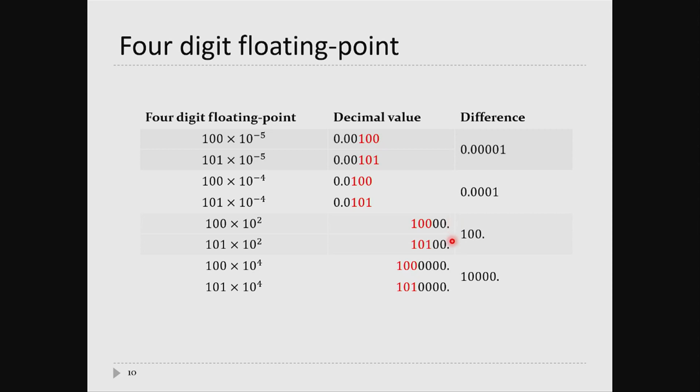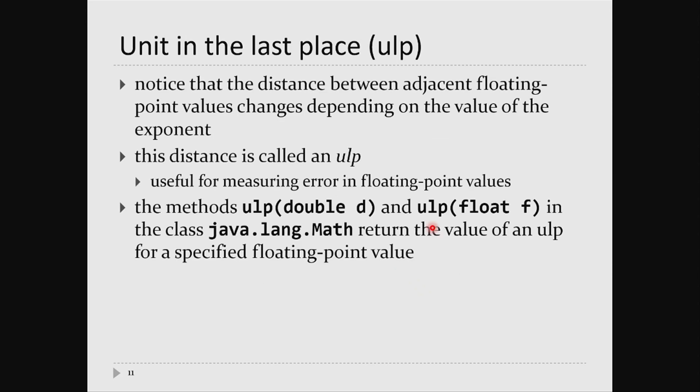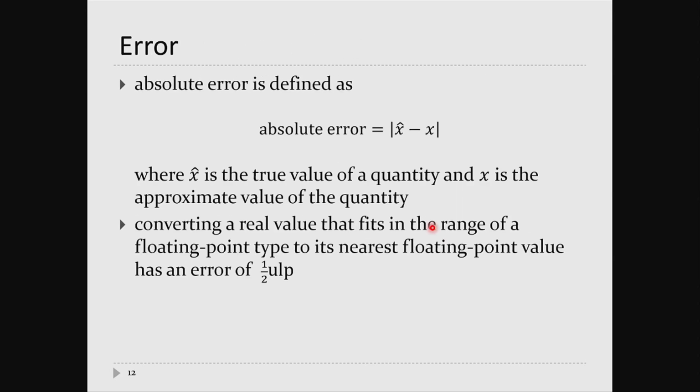You can get an error of 1/2 an ULP if you try to convert the number 10,050 to a floating point number. So it's halfway between these two values. When I convert to floating point, I have to pick one of those two values. So I round to one of these two, and my error will be half the distance between those two. And so that's how you get a 1/2 ULP error. But you're always guaranteed to be within half an ULP.